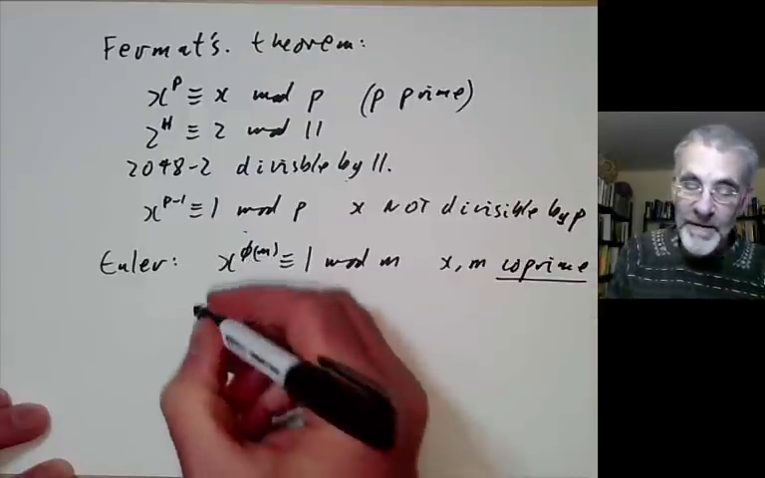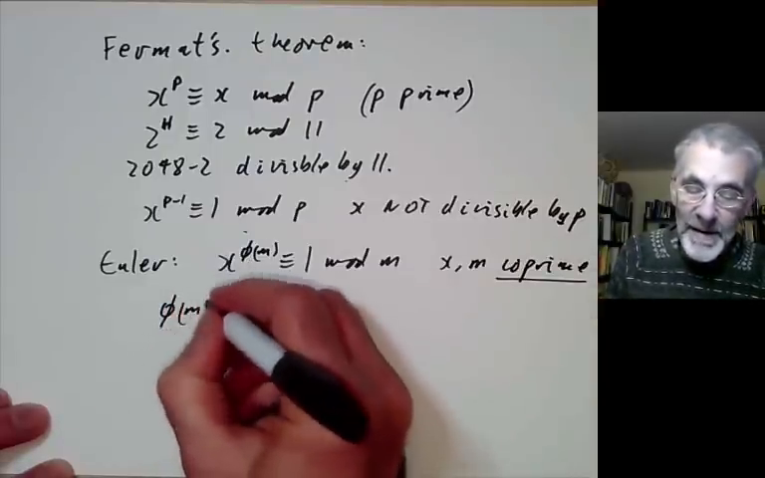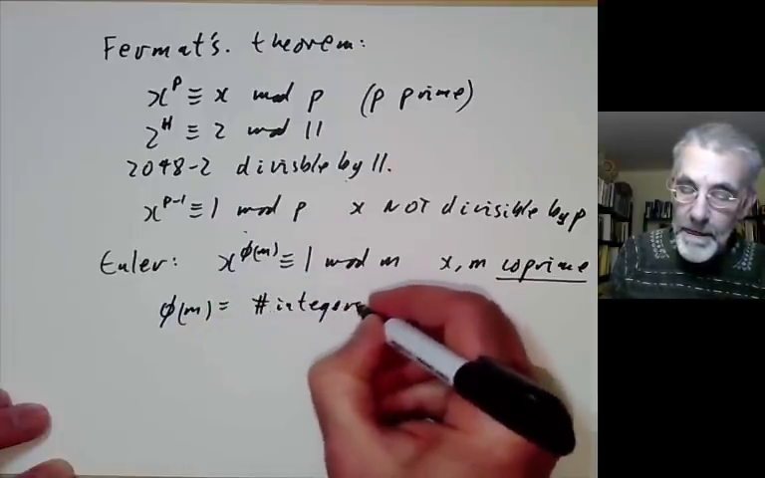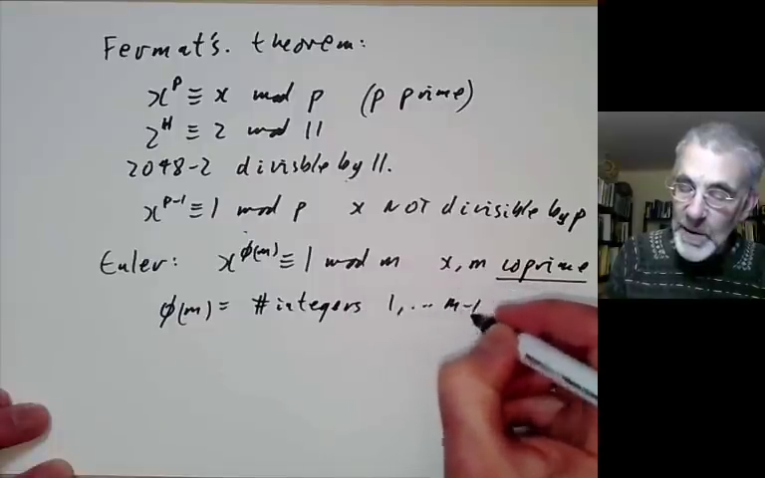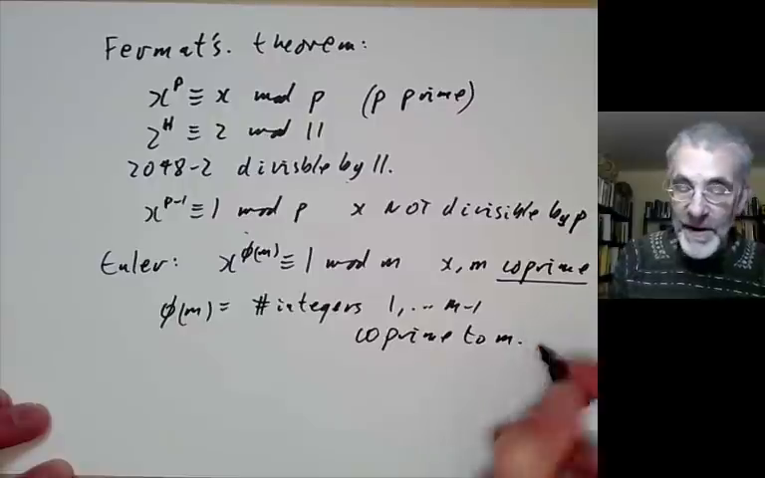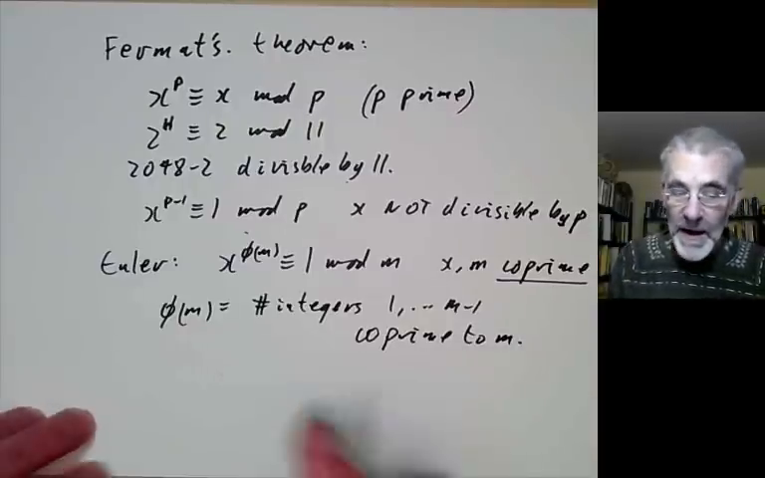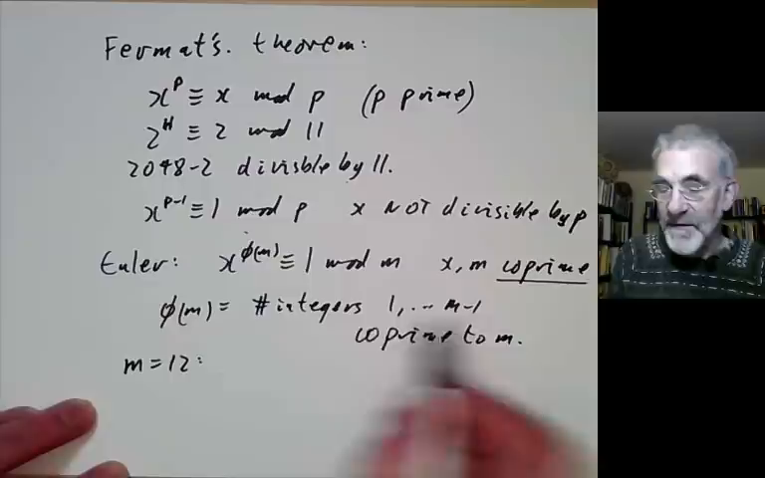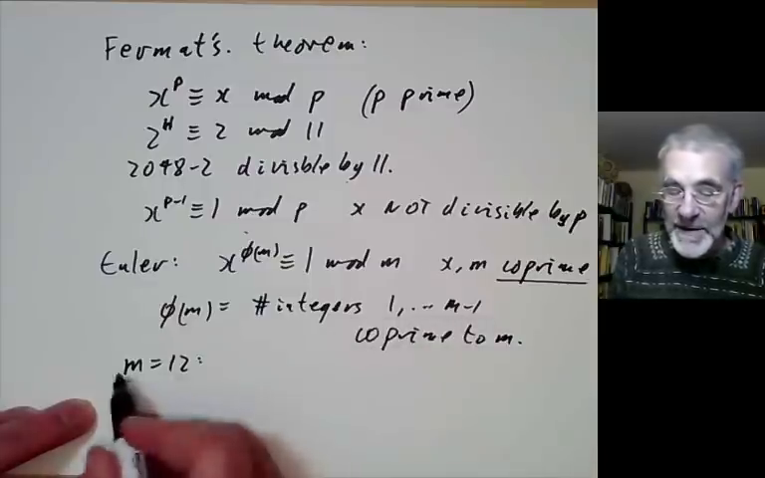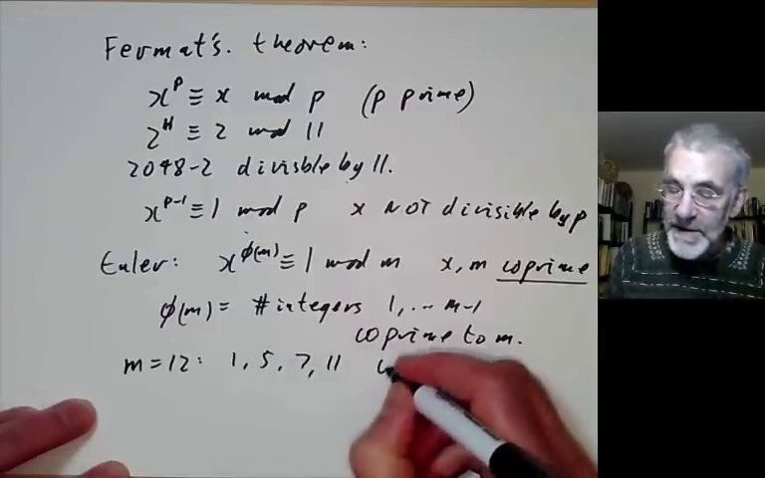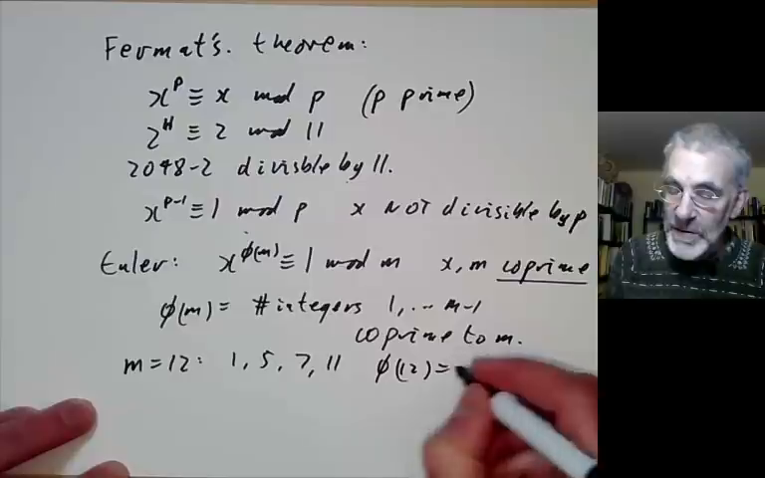Well, what's this number phi of m? Phi of m is the number of integers from 1 up to m minus 1 that are co-prime to m, in other words, that have no common factors. So, for example, if we take m equals 12, the numbers from 1 to 11 that have no common factors with 12 are 1, 5, 7 and 11. And there are four of these, so phi of 12 equals 4.